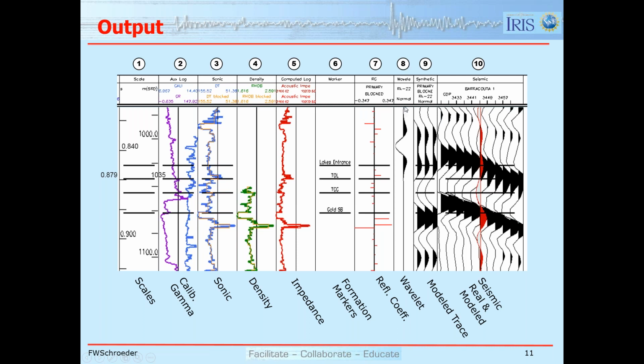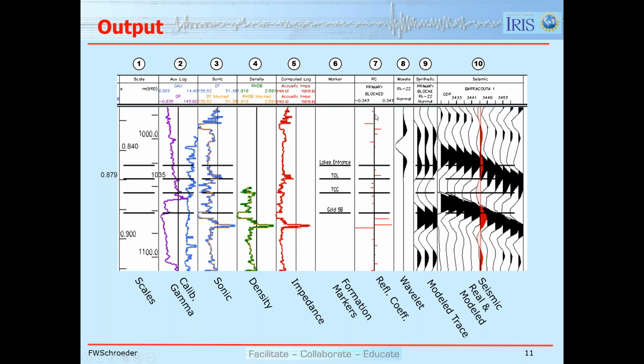Track 8 is my wavelet. This is what an increase in impedance, positive reflection coefficient would generate. So it's a zero phase pulse in which an increase in impedance would be marked by a central trough. So this is, I believe, SEG reverse. It's a Ricker wavelet, and 22 says to me that that wavelet has a central frequency of 22 hertz.